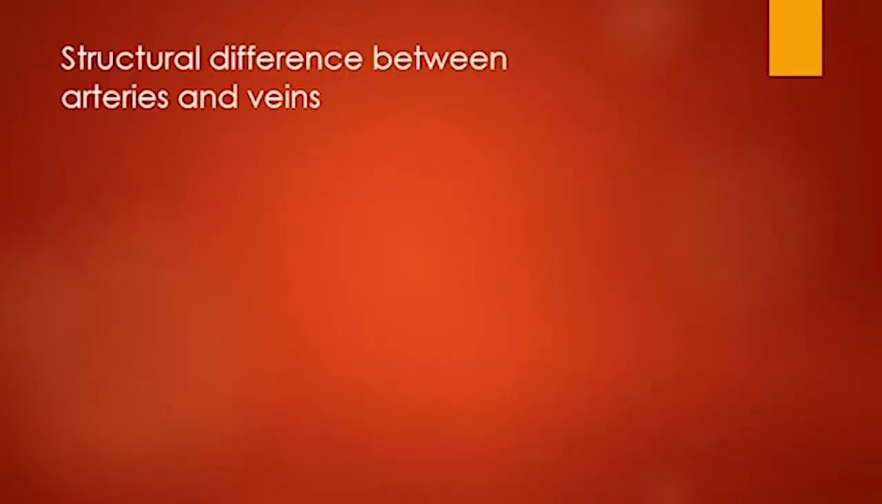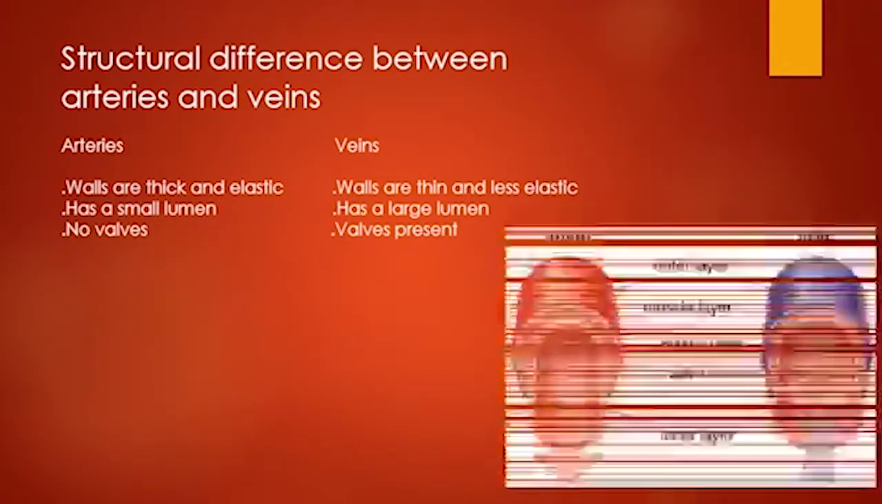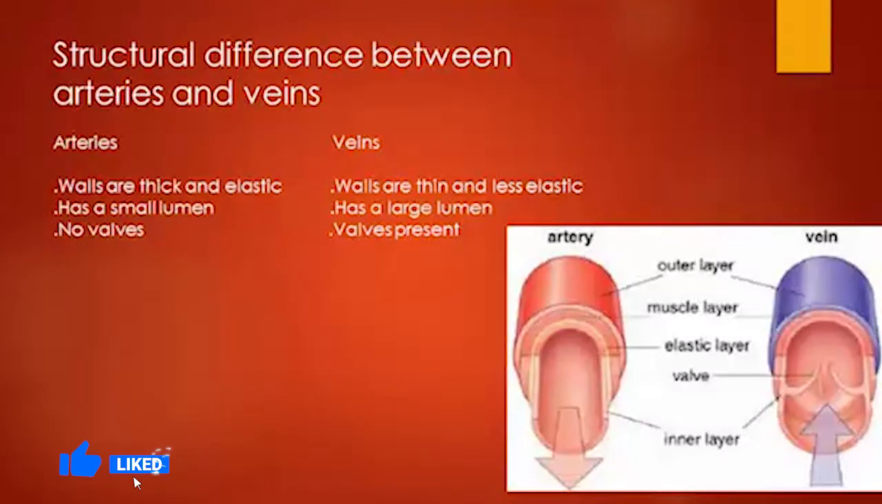Slide 5. Let us compare the structural differences between arteries and veins now. Arteries, walls are thick and elastic. Veins, walls are thin and less elastic. Arteries have a small lumen. Veins have a large lumen. Arteries have no valves. Veins have valves.